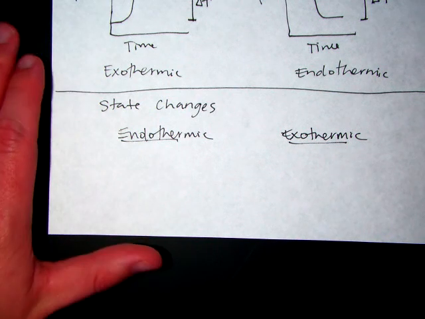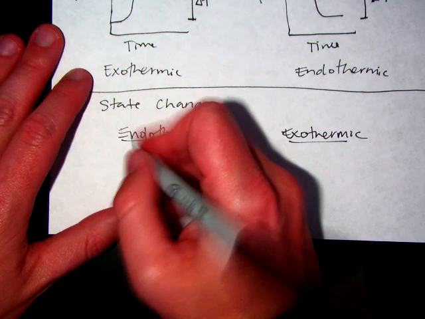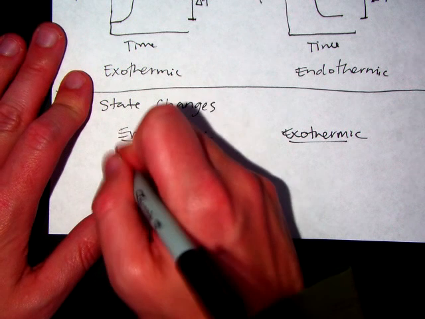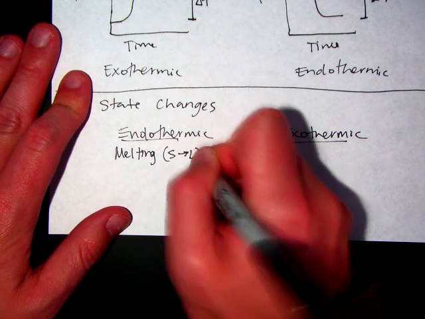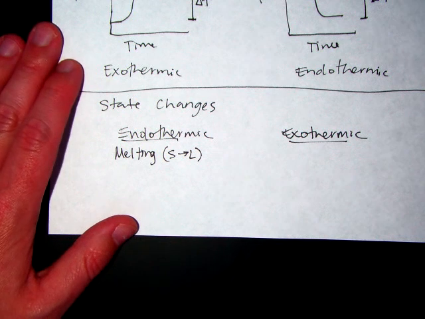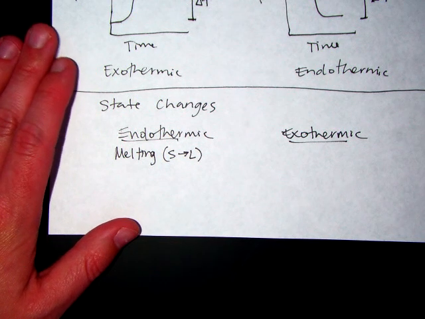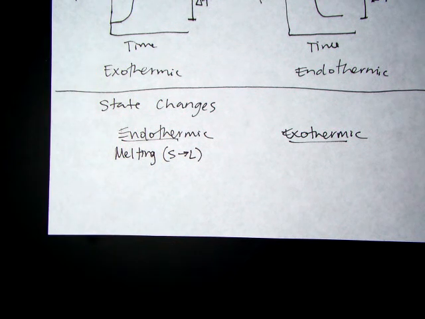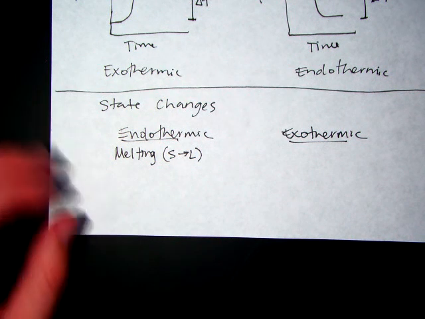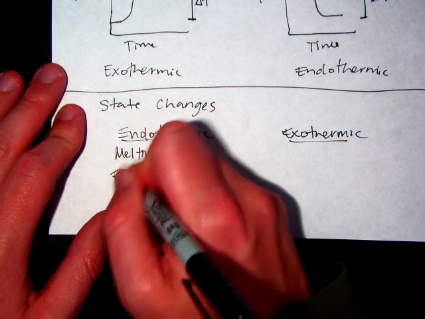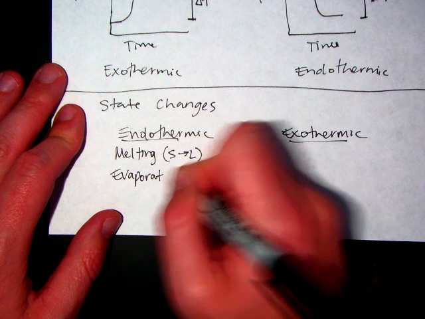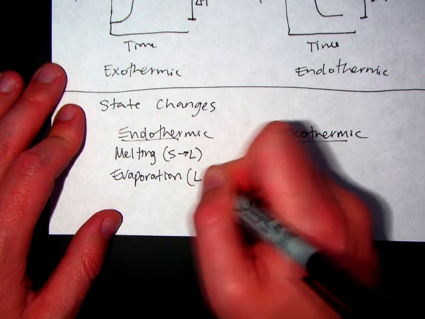The endothermic processes are ones that require energy. We already said that one of them was melting. When you're melting, you're going from a solid to a liquid. That's what that means. What is another phase transition or state change that you have to put energy into to make it happen? Yeah, that's what we do, but what happens when you heat water enough? You can evaporate it very rapidly, or you can boil it. So evaporation also requires energy. That's from a liquid to a gas.